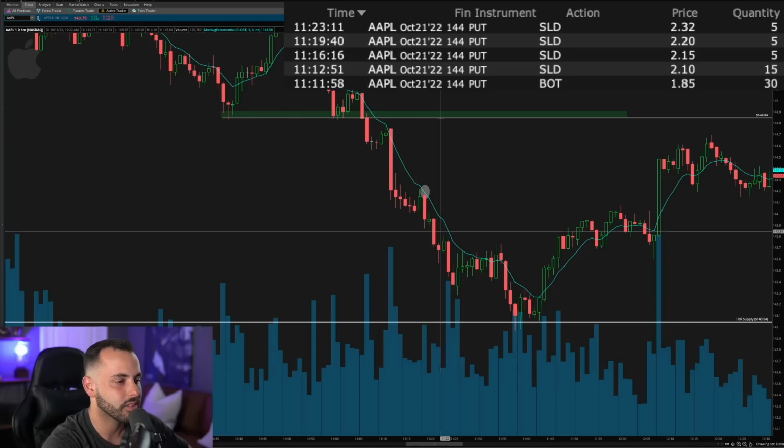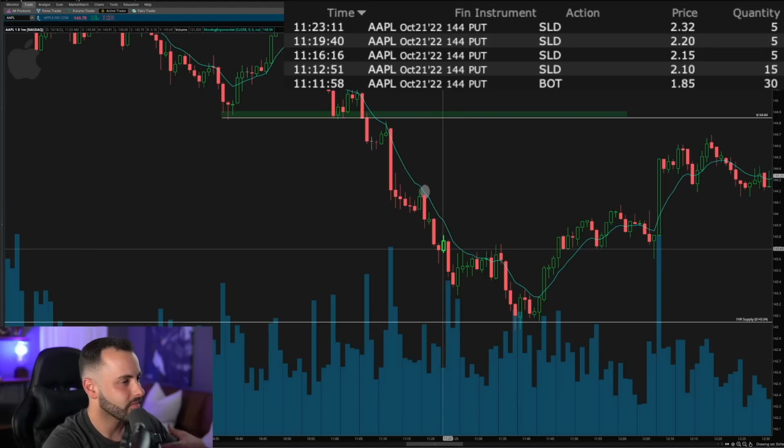My next exit was 11:23, which was at the green candle right here. The reason I got out of this, I have to be honest, I hit my profit target. It was around 143.60. I had a nice green win. It took me green on the day. It eliminated the loss that I took early morning on Tesla, and I just went ahead and I took it here at this move.